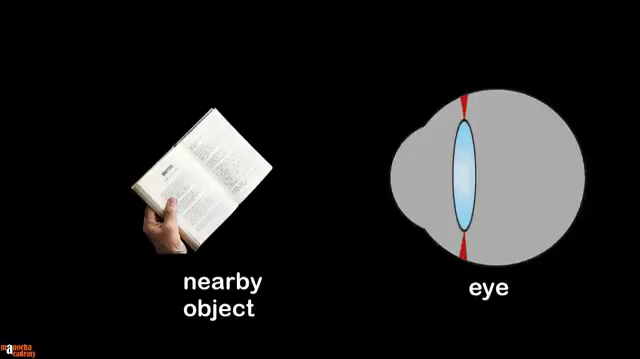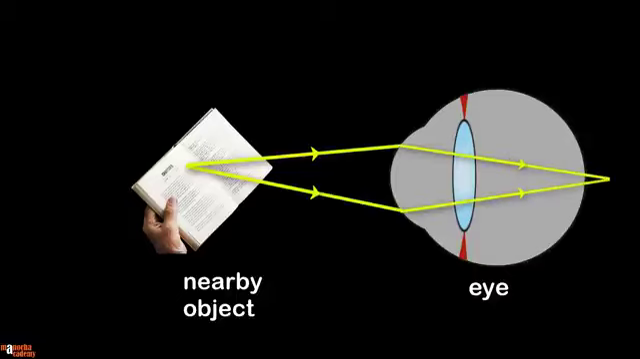Now let's say the eye is looking at a nearby object like a book. Since the book is close to the eye, the rays from the book are not parallel, they are divergent. So if the eye makes no adjustment, the image will be formed behind the retina and the book will not appear clear to us. The text in the book will look blurred. So what does the eye do? It needs to change the focal length or the converging power of the eye lens.